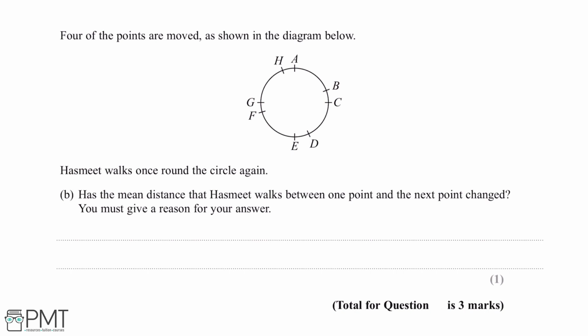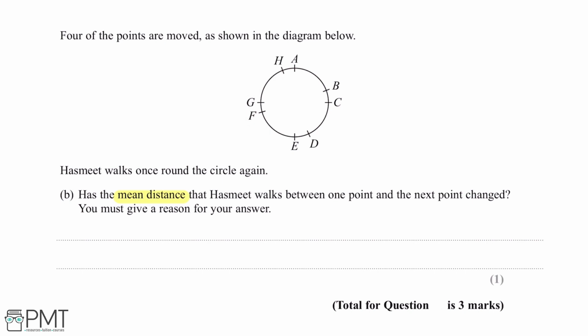4 of the points are moved as shown in the diagram below. Hasmeet walks once round the circle again. Has the mean distance that Hasmeet walks between one point and the next point changed? You must give a reason for your answer. So we want to know if the mean distance has changed. We worked out in part A that the circumference of this circle will be 80 pi metres.